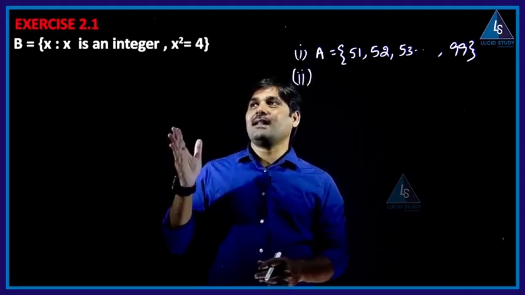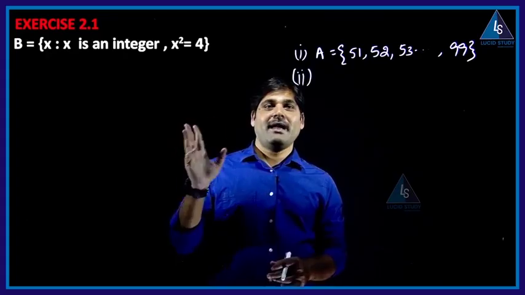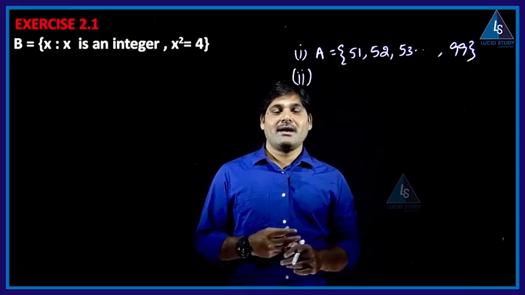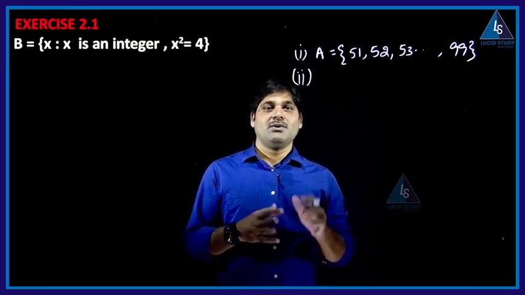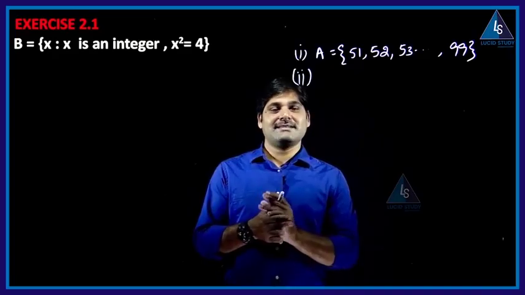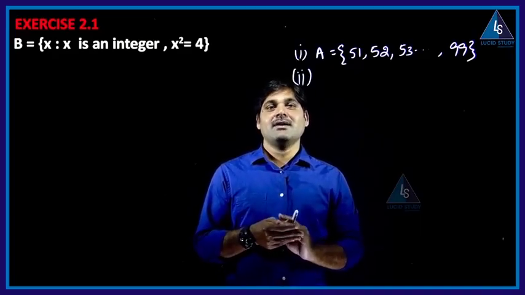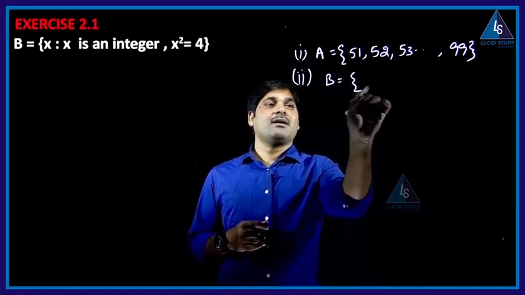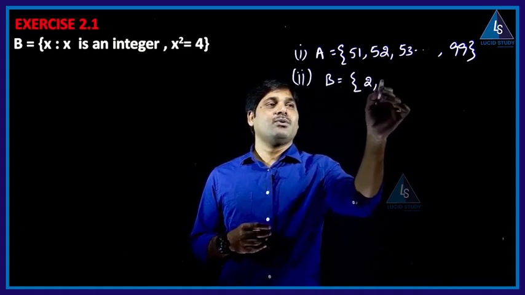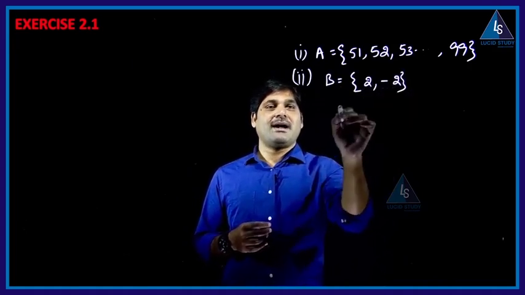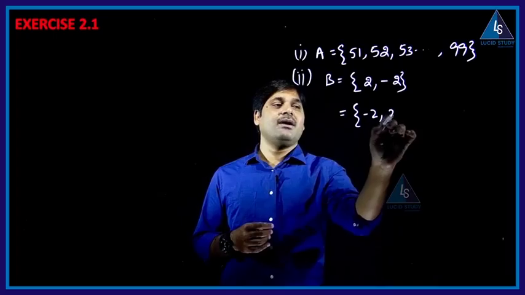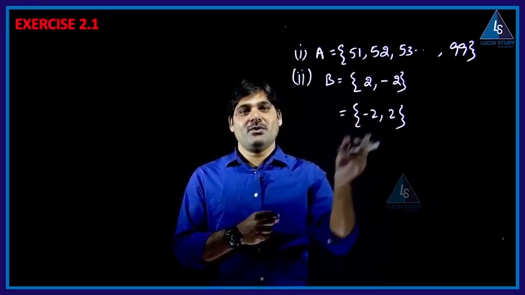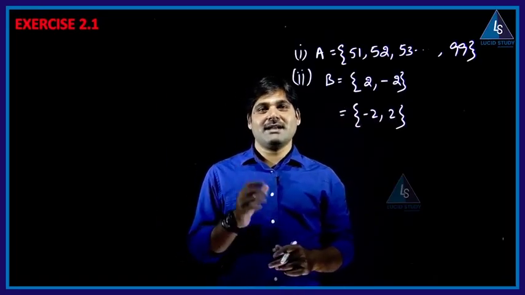Now see the second one. B is equal to x such that x is an integer where x square is equal to 4. So tell me which number, if you square it, will give you the answer 4. So 2. He is telling that x is an integer, so negative numbers also we can take. So minus 2 square is also 4. Okay, so in the set B, what are the numbers you can have? You can have either 2 or minus 2. If you write them in order, it will be minus 2 comma 2. So square of minus 2 is 4, square of 2 is also 4. So our set definition was clear, right?